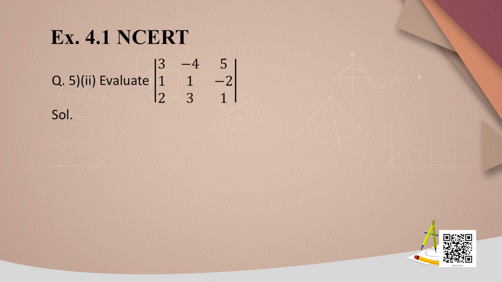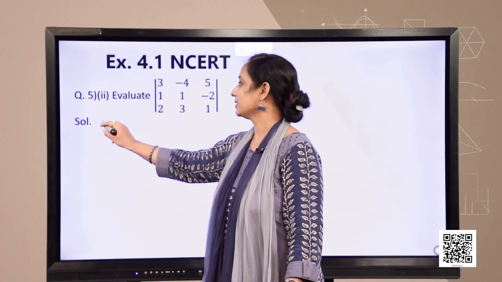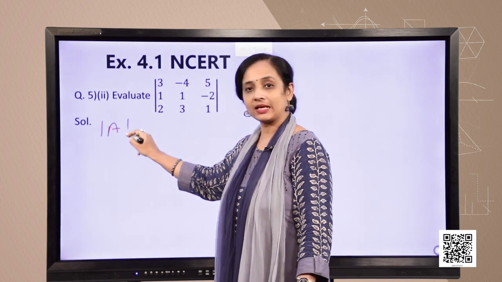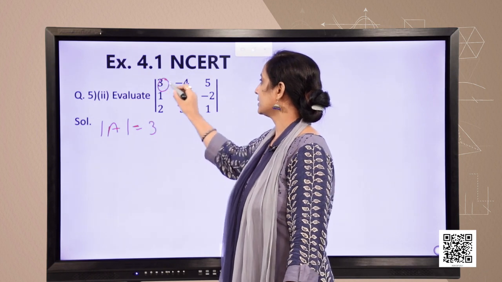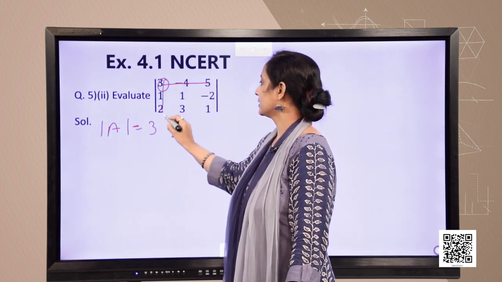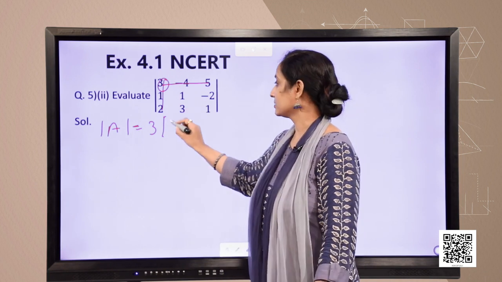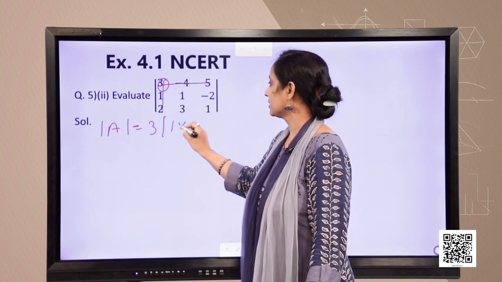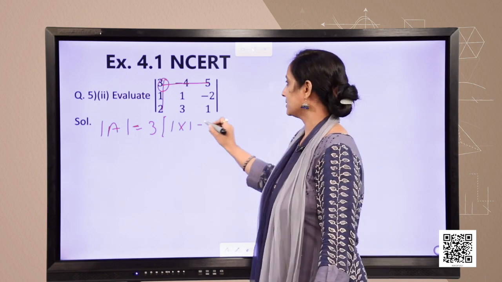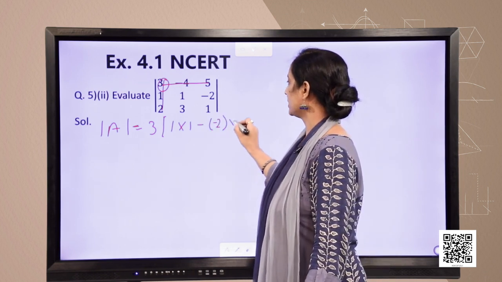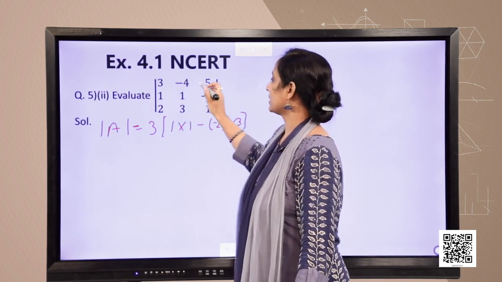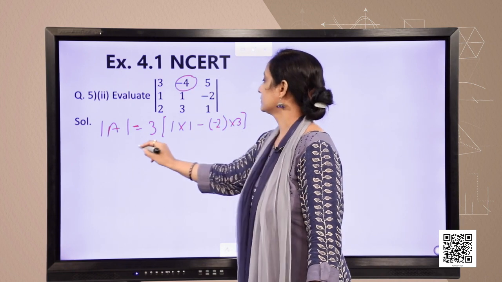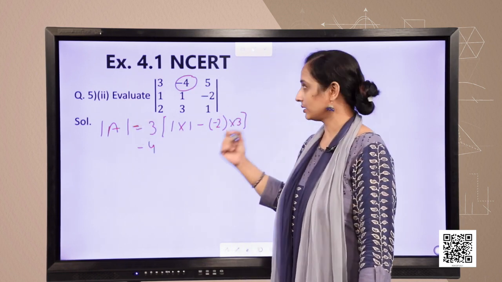This is question number 5 from exercise 4.1 of NCERT. So, this is represented as determinant A. You take this first element 3, delete this first row and first column and write the remaining elements, just solve them as second order determinant: 1 by 1 minus minus 2 into 3. Then we will take the second element minus 4. I will write it here. This may be written in the same line.